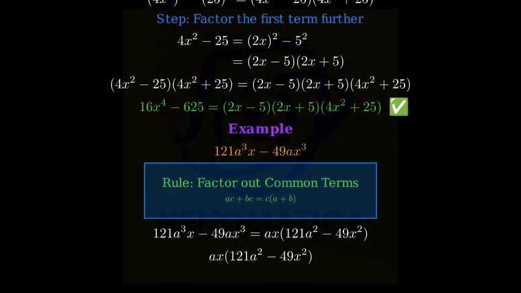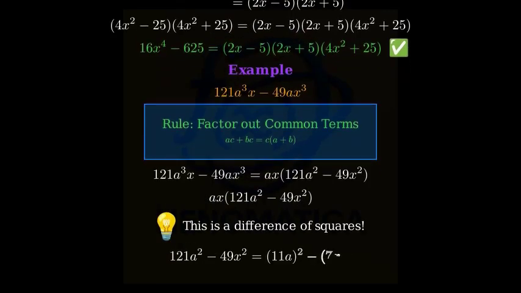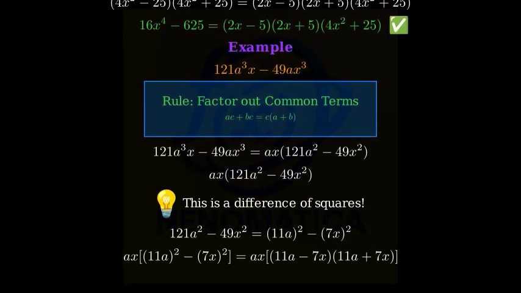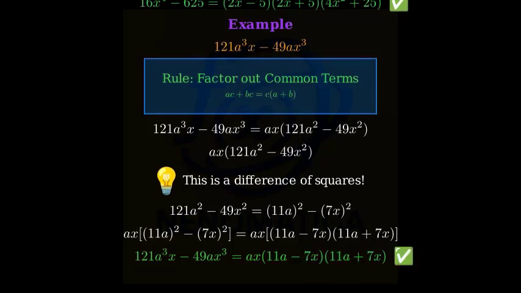This gives us ax times (121 minus 49x squared). Now, looking at the expression inside the parentheses, we notice it's another difference of squares pattern. Let's rewrite the terms inside the parentheses to recognize the pattern. 121 is equal to 11 squared, and 49x squared is equal to (7x) squared. Applying the difference of squares formula, we get ax times (11 minus 7x) times (11 plus 7x). So the complete factorization is ax times (11 minus 7x) times (11 plus 7x).